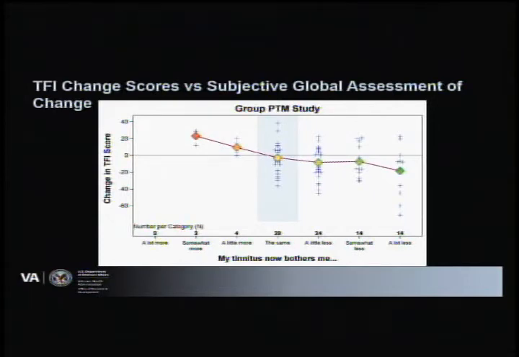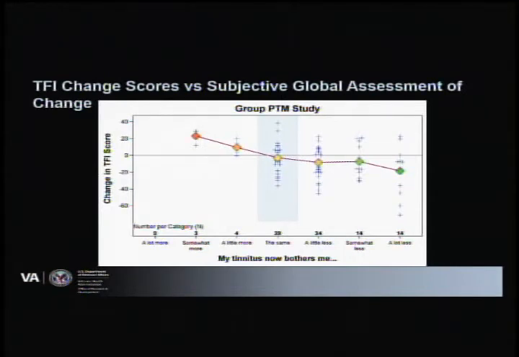So let's take a look at the graph. Let's start out looking at the vertical axis where it says change in TFI score. If you look at the 0 on the change in TFI score, that means, so we measured the TFI at baseline and six months later, and this is the change. So if you look at the 0, that means at baseline they had exactly the same score as they did 6 months later, and the black horizontal line that goes across the graph reflects no change on the TFI.